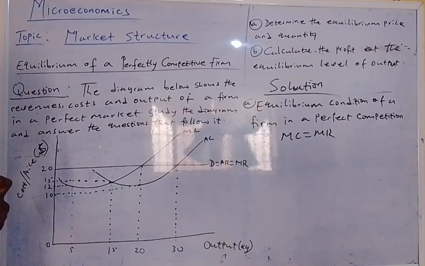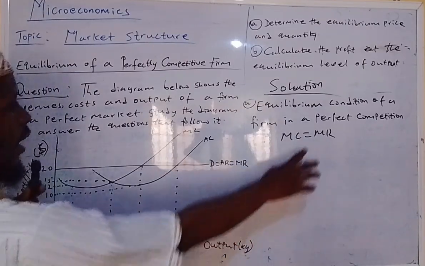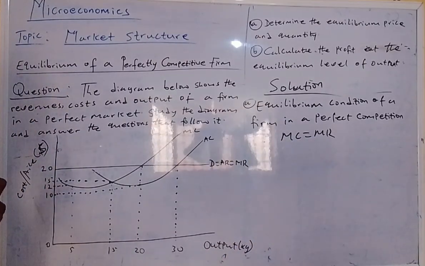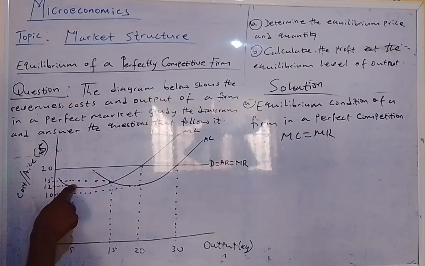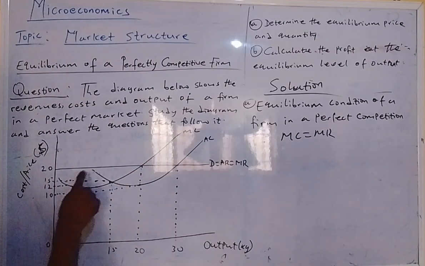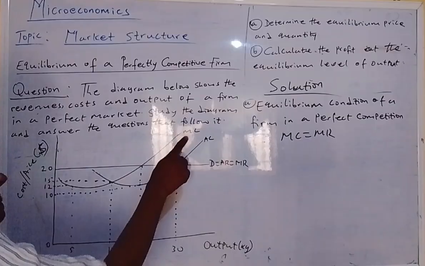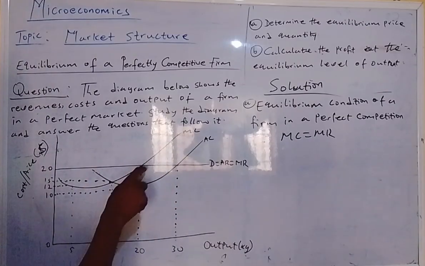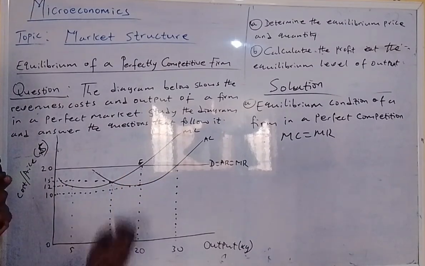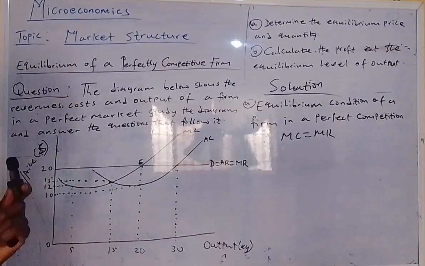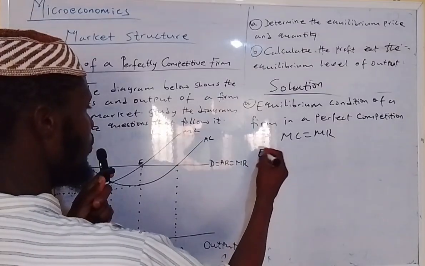Since we know the equilibrium condition here, we go back to our diagram and look for the MC curve and MR curve, and we check where they intersect. Wherever they intersect, that is where they are equal. This is our MC curve, and this is our MR curve. This is where they meet. Since this is where they meet, this is the intersection. This is the equilibrium.